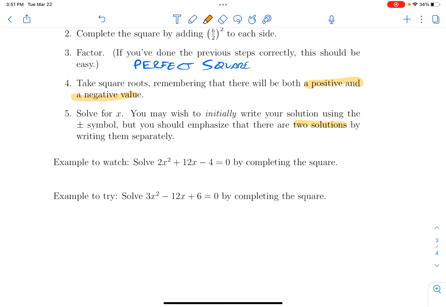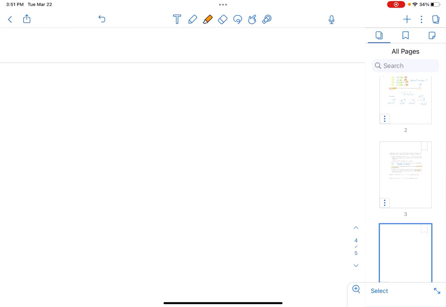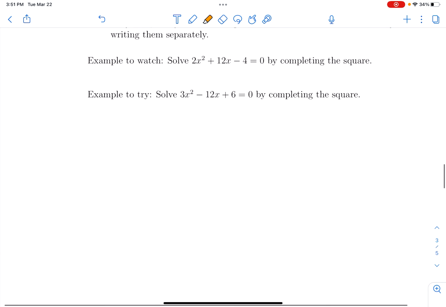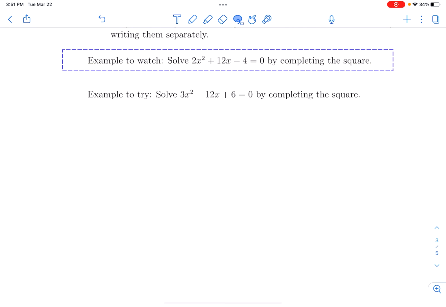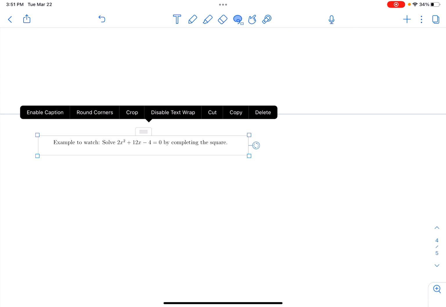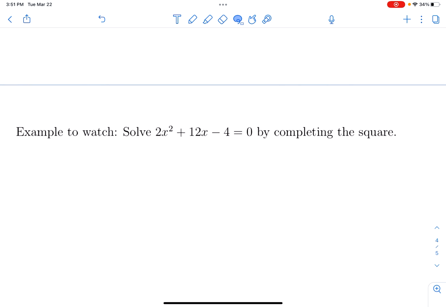So let me just show you an example. Just watch this one. We will solve this equation, 2x squared plus 12x minus 4 is equal to 0. And I will follow those steps. So I just want x squared plus something x all by itself. I might notice right away I have a coefficient of 2 here. I don't want it. I'm going to divide everything by 2. If I divide everything by 2, I get x squared plus 6x minus 2 equals 0.